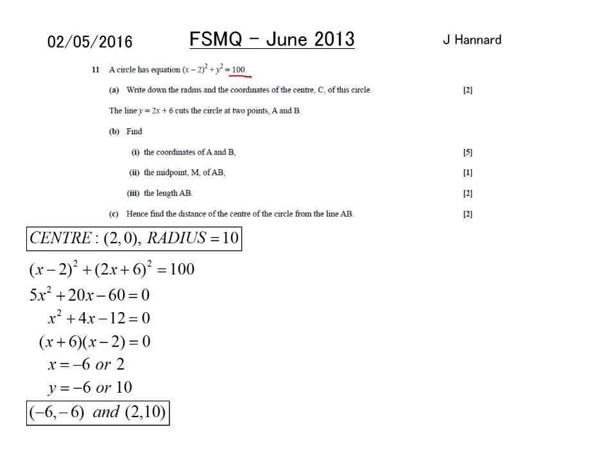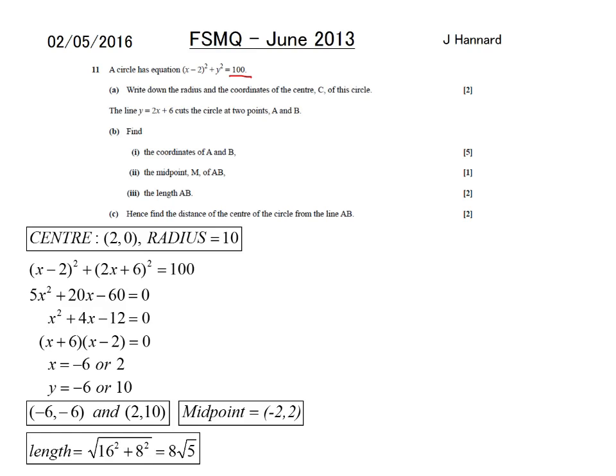So we now want the midpoint of the line that we've just created. So we'll do that, minus 2, 2. Remember, average of the x's, average of the y's. And now the length AB, which is going to be back take back squared, added to front take front squared. So 10 take 6 is 16, and 2 take 6 is 8. So square them and add them, and then root them, and you get 8 root 5. So that is the diameter of the circle, I think. No, it's not a diameter, it's just the length of a line.